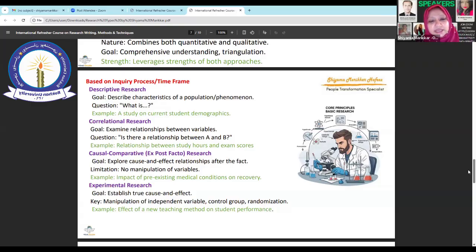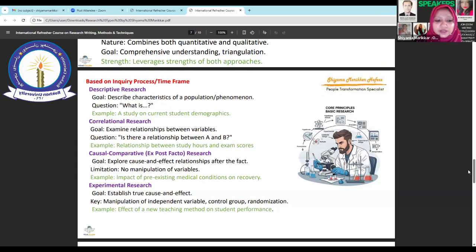So here, he's not going to examine the cause. The cause has already happened. But he will analyze the effect here. Effect in the sense of the scores: compare the scores, and he will try to find out the relationship. So this is the difference between causal comparative research and experimental research.